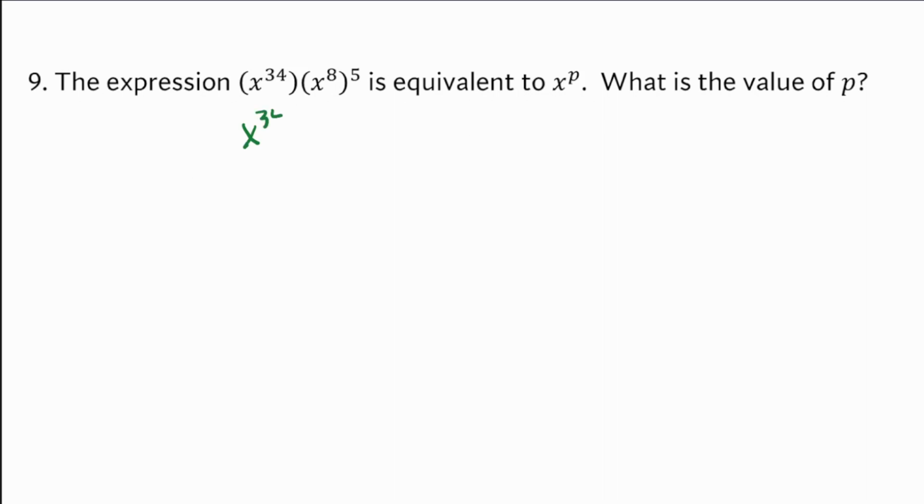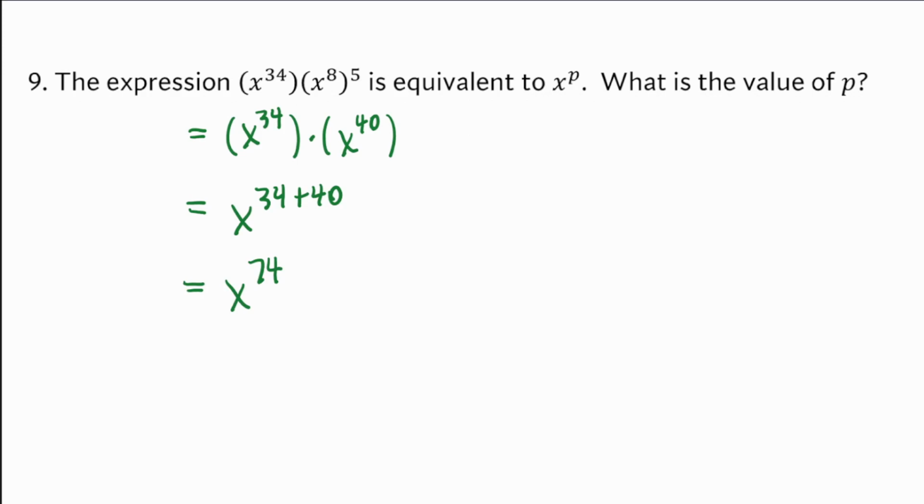I've got x to the 34 multiplied by, okay, if I take x to the 8 to the 5th, I'm going to multiply the exponents. That would be 8 times 5 is 40. If I'm multiplying two things with the same base and different exponents, that's where I'm going to add the exponents. So that's x to the 34 plus 40, and that would be x to the 74. Okay, and since this is equivalent to x to the p, the only way those two things are going to be equal is if those exponents are the same, and we'll say, all right, p equals 74.